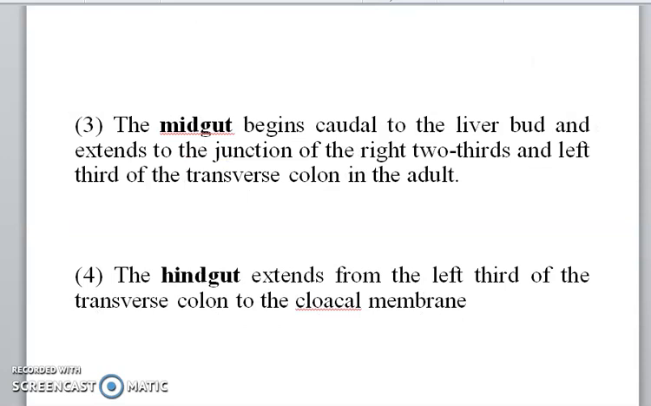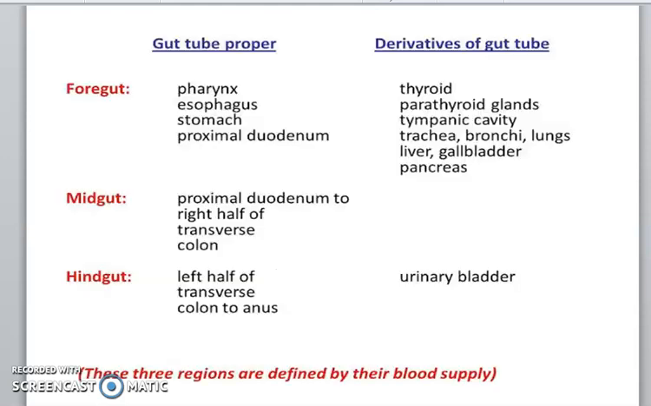So the next portion, the fourth one, the hindgut, extends from the left third of the transverse colon as far as the cloacal membrane in the developing embryo. But the cloacal membrane here, if we want to look at it, extends as far as the third portion of the transverse colon till the anal canal, the exit of the gut. Okay.